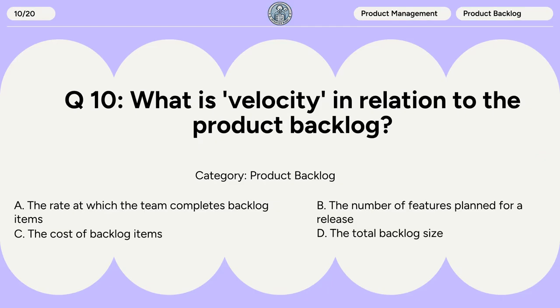Question 10. What is velocity in relation to the product backlog? A. The rate at which the team completes backlog items. B. The number of features planned for release. C. The cost of backlog items. D. The total backlog size.